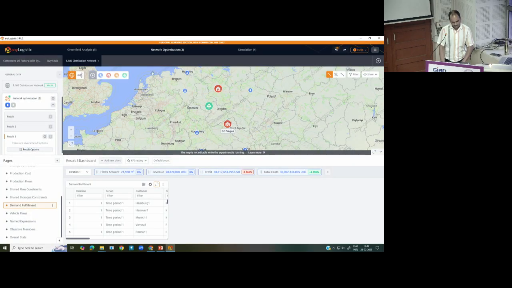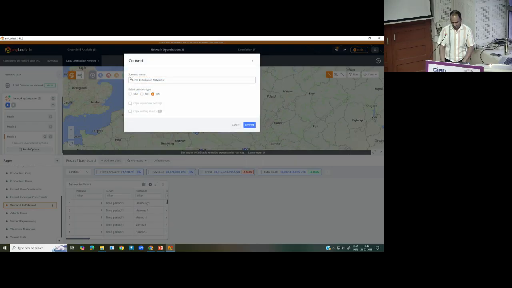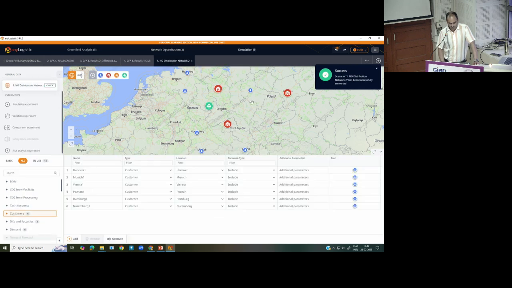Okay, so let me, you can convert this scenario, convert this one into the simulation. Okay, network distribution network, convert, sorry, did I convert into network? Sorry, I wanted to convert into the simulation. Let me see. Okay, yeah, I converted into the simulation. So here is our simulation model. You can see the network now connections.